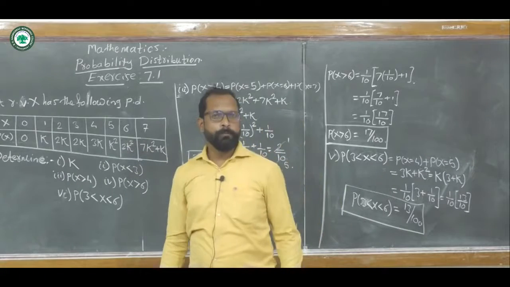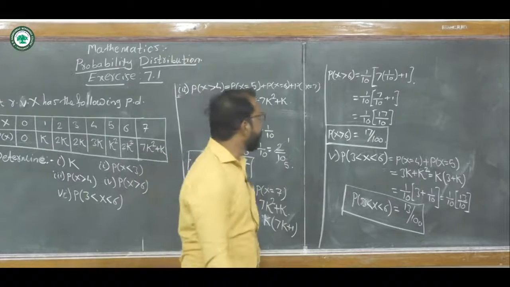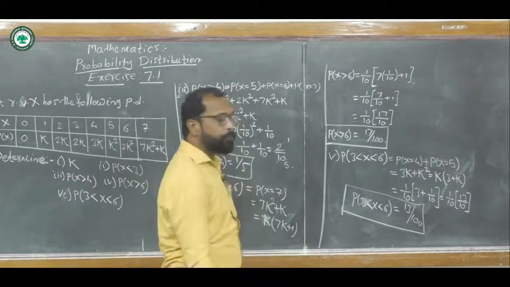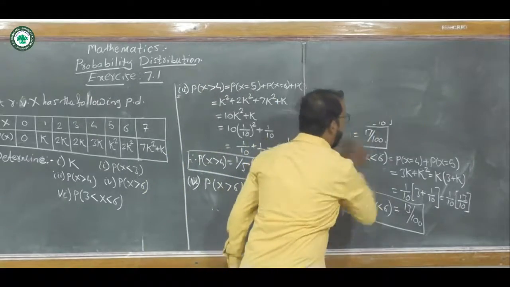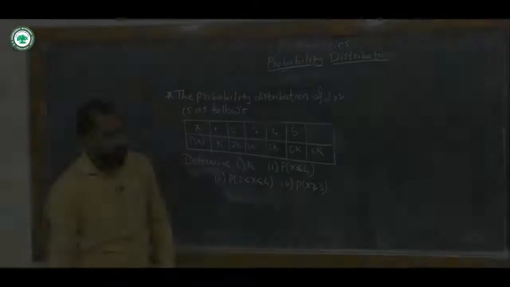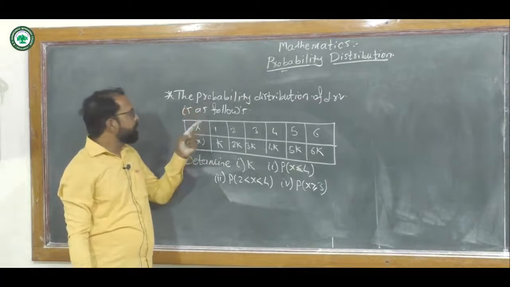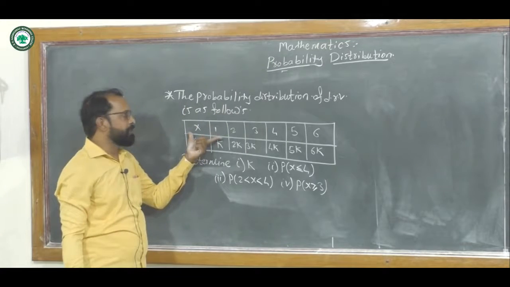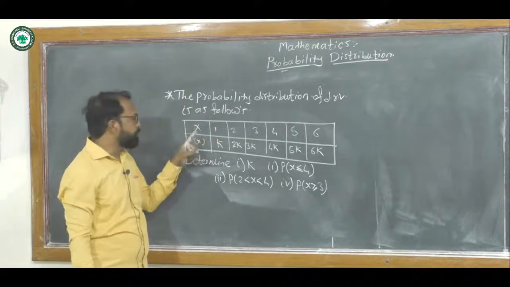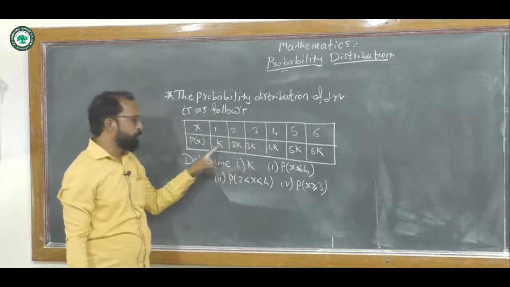Now we take one more problem from miscellaneous 7, to find the probabilities. This is an example from miscellaneous. Here it is given that the probability distribution for a discrete random variable is as follows. That is, we have given the values of x from 1 to 6 and the corresponding probabilities.